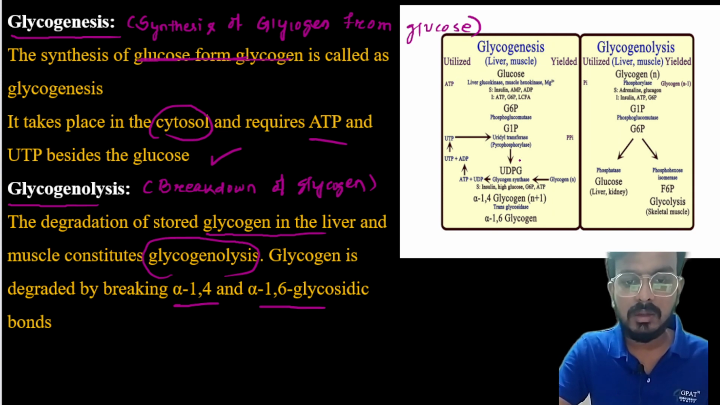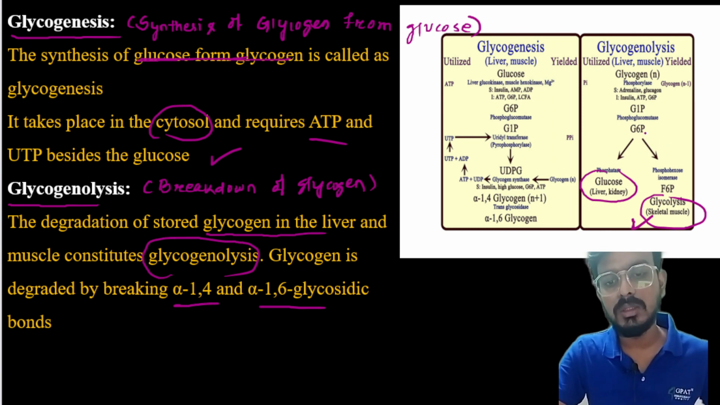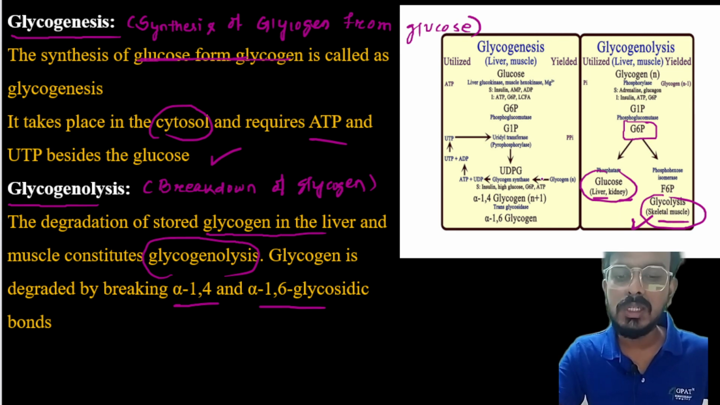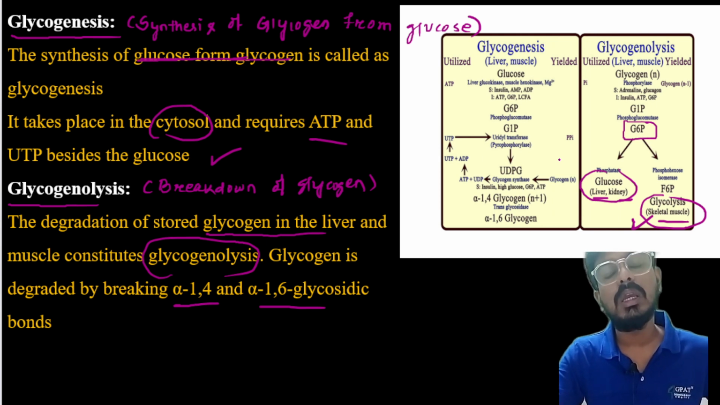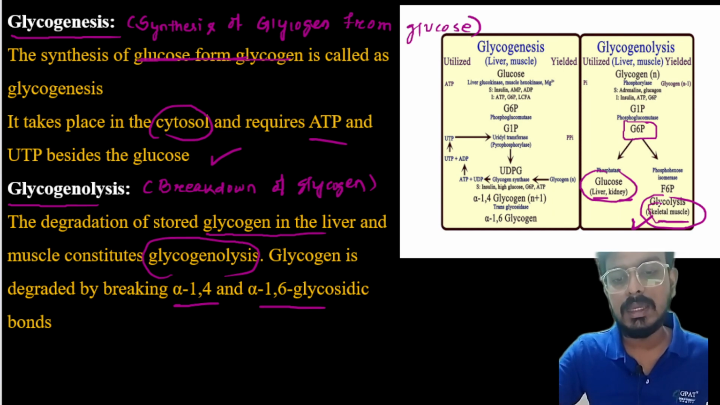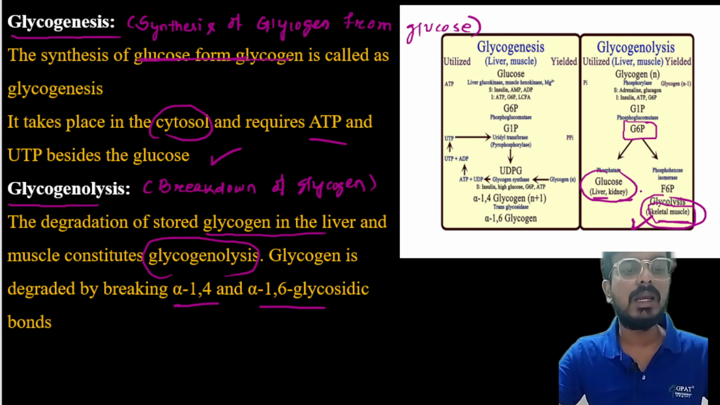Glycogenolysis is the degradation of glycogen to produce glucose. Glucose 6 phosphate is produced from glycogen. From glucose 6 phosphate, glucose is produced in your liver and kidney, and in your skeletal muscle glucose 6 phosphate is converted to fructose 6 phosphate, which is involved in glycolysis for the generation of energy in your skeletal muscles. So glucose 6 phosphate is the common intermediate of glycogenolysis. This is glycogenesis and glycogenolysis.